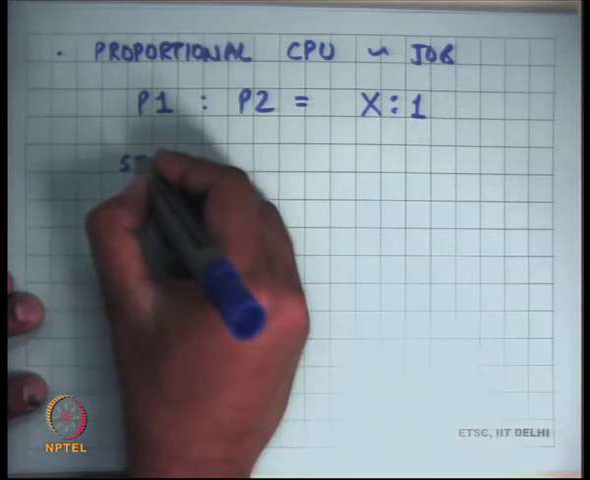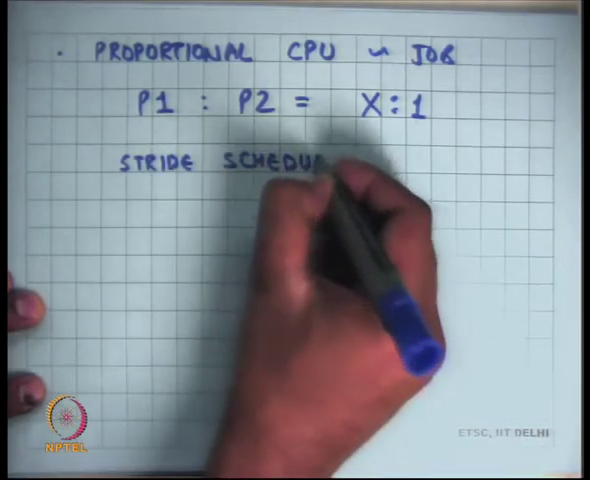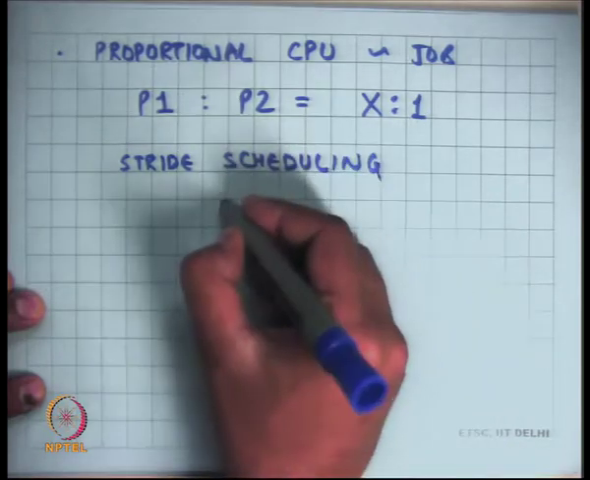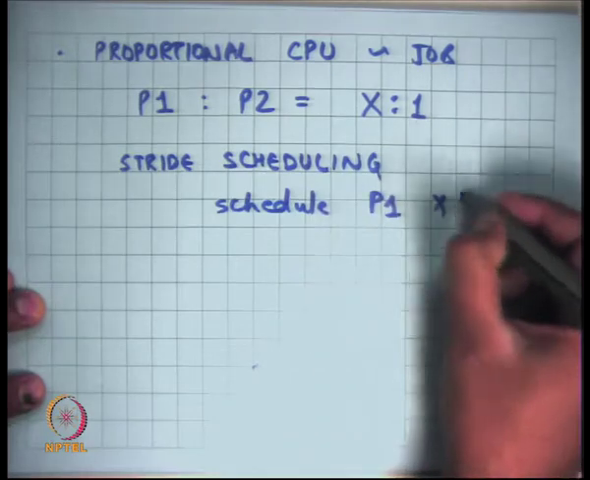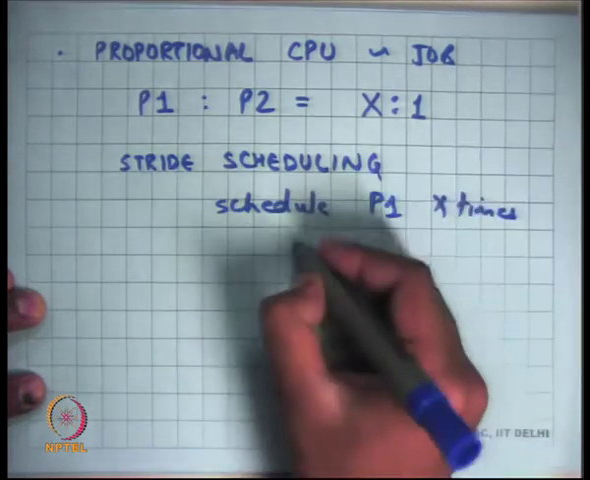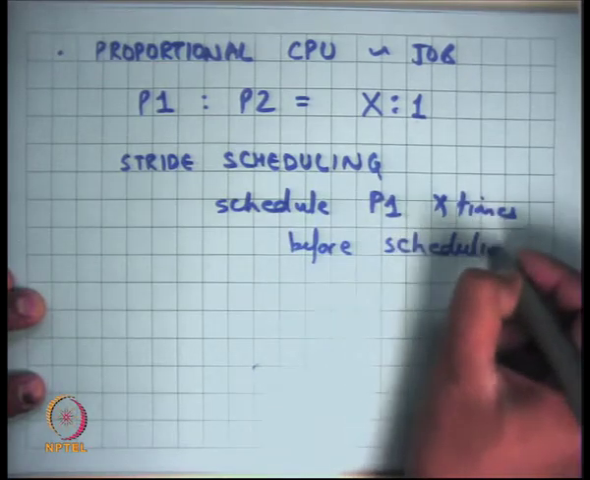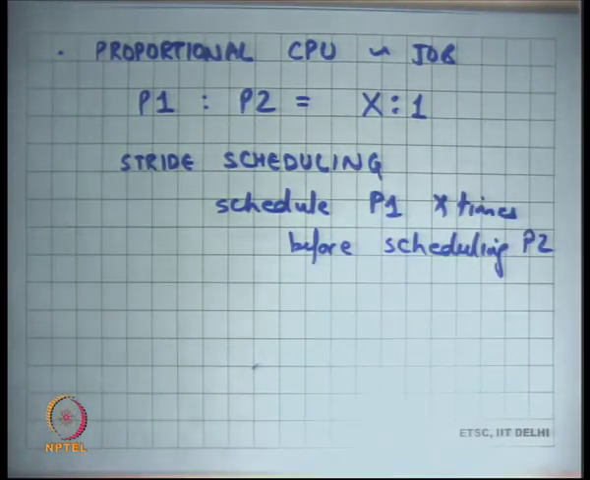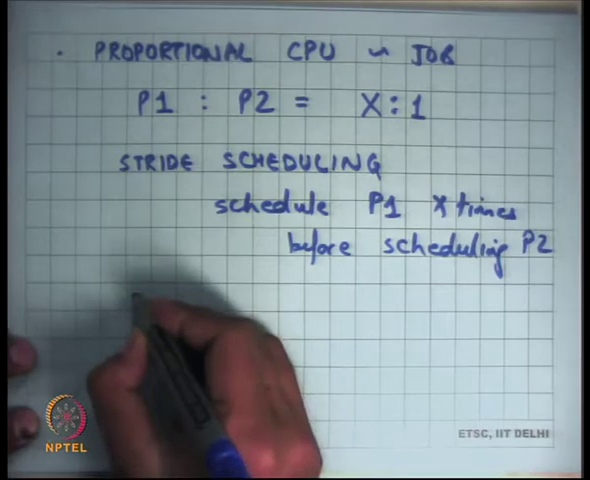Well, one way to do that is what's called stride scheduling, where you schedule P1 x times before scheduling P2, right? So that's just a straightforward extension to round robin. You just add some proportionality to it, and you basically say I'm going to schedule this x times before I actually schedule. The other way to do that is what's called lottery scheduling.